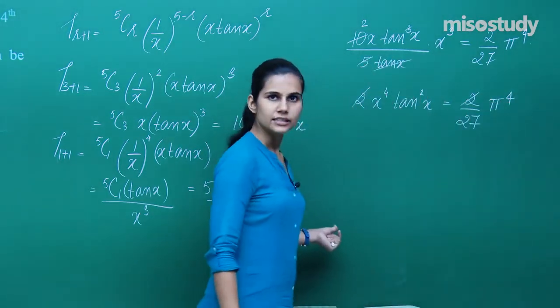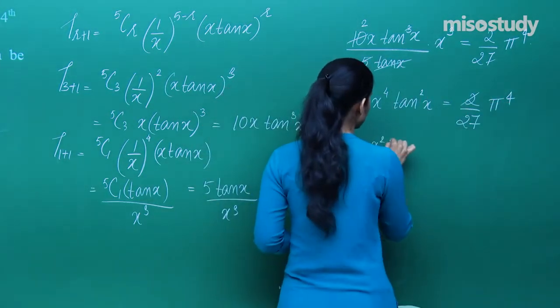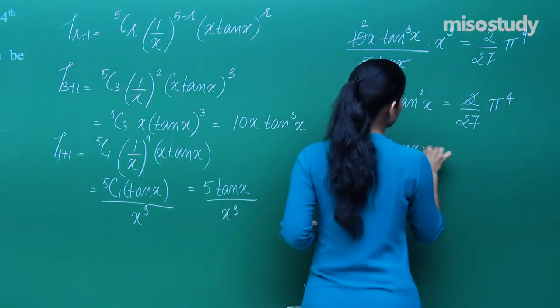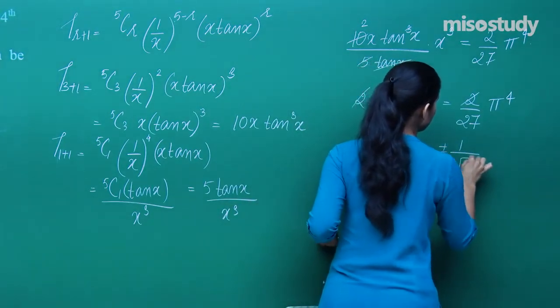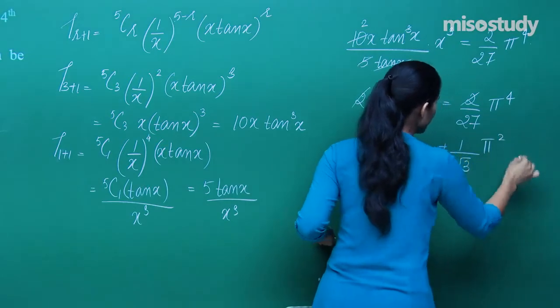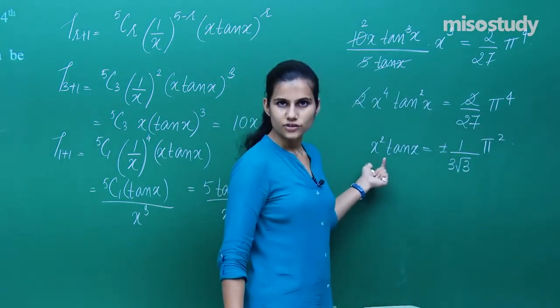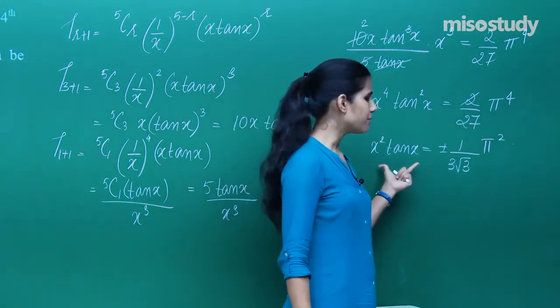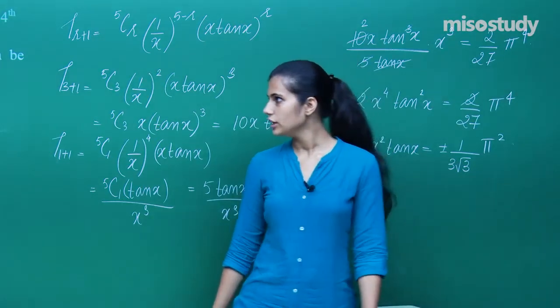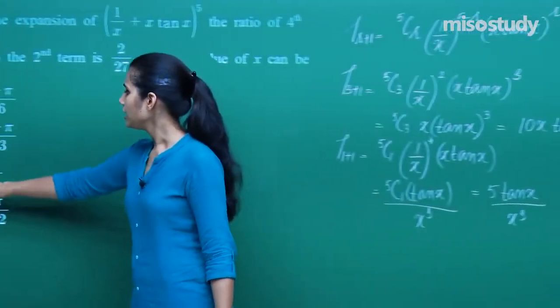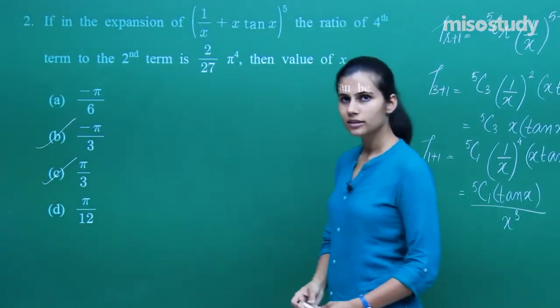2 gets cancelled. You are left with x square tan x equals plus minus 1 by 3 root 3 pi square. And what is that x which is actually going to satisfy this? It is nothing but pi by 3 and minus pi by 3. So your answer is pi by 3 and minus pi by 3.